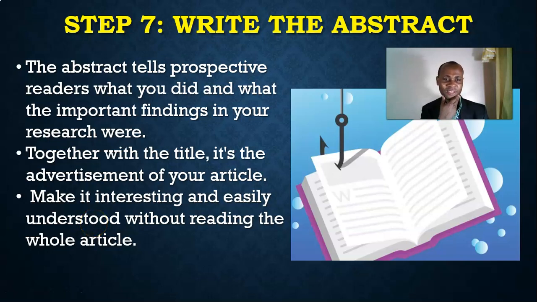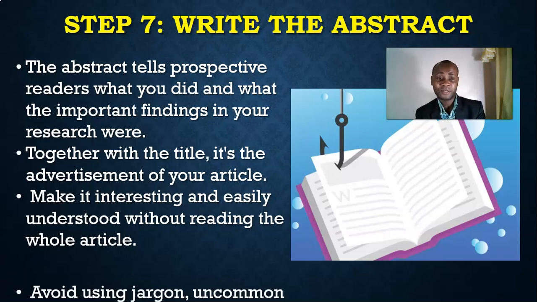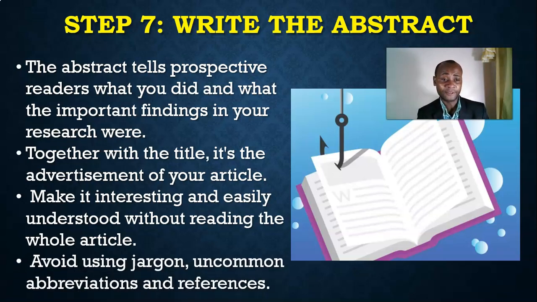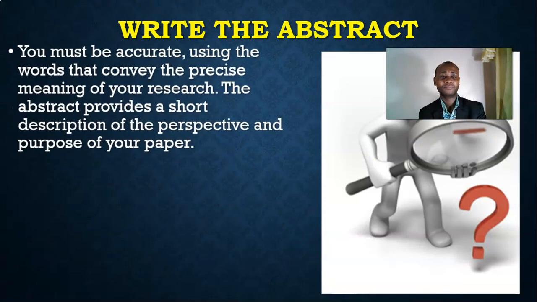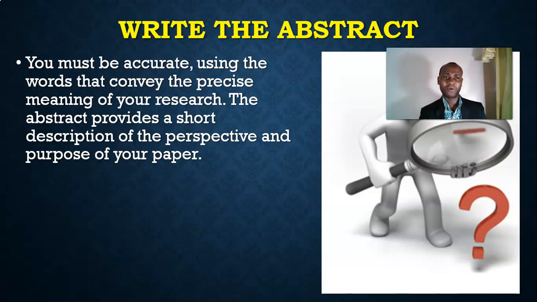Make it easy to understand, okay, without your readers having to read the whole paper. By reading the abstract, they should understand what it's all about. So avoid using jargon, uncommon abbreviations and references. And then you must be accurate, okay, using words that convey the precise meaning of your research.